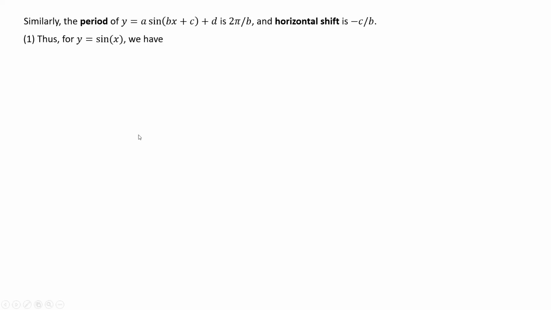So the period must be 2 pi over 1. Right? So 2 pi over period is 2 pi over b, which is 2 pi over 1, which is equal to 2 pi. Wait a minute. Didn't we talk about this a long time back?